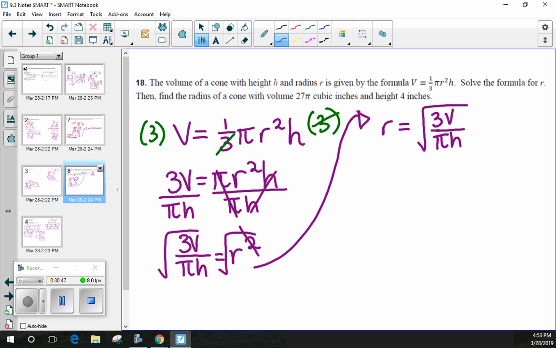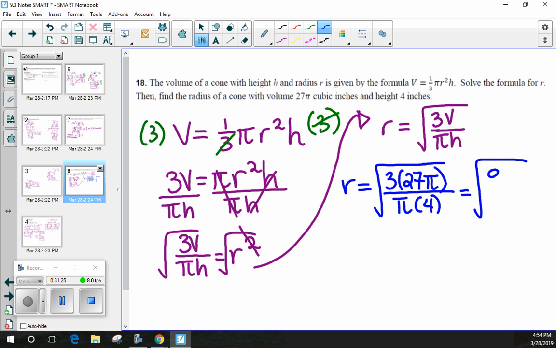Okay. For the next phase of this, it then says, find the radius of the cone with a volume of 27 pi cubic inches and a height of 4 inches. So now it's giving me some specific values to plug in here. And we'll start off by just rewriting this and inserting those values for the volume. So volume is now going to be represented by 27 pi. And the height will be 4 inches. And if we clean that up there on the inside, we're going to get 27 times 3 is 81 pi in our numerator here over the 4 pi.